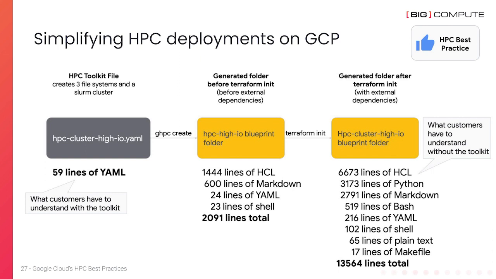The impact of using the toolkit versus doing it yourself is clear. A user need only write 59 lines of blueprint, which translates to 13,000 plus lines of total deployed code, thus dramatically reducing the amount of time needed to configure and deploy a complete HPC environment.